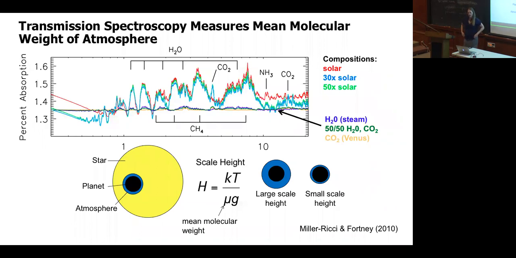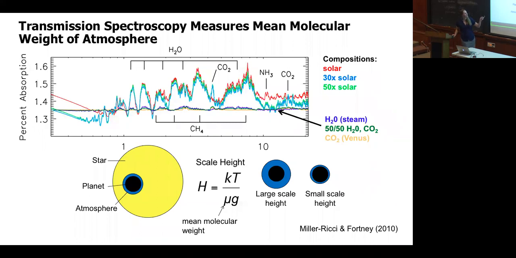So the magnitude of the signal, regardless of what's actually in the atmosphere, the zeroth-order thing that you need to know for determining how big or small the signal is, is the mean molecular weight of the atmosphere. And really what you're saying here is, what's the hydrogen content of the atmosphere? Is this a hydrogen-rich atmosphere or a hydrogen-poor atmosphere?